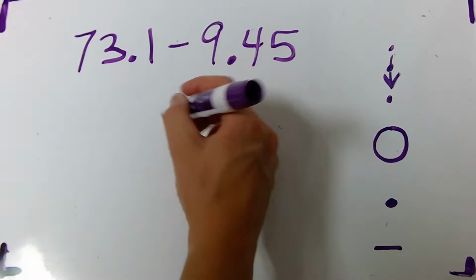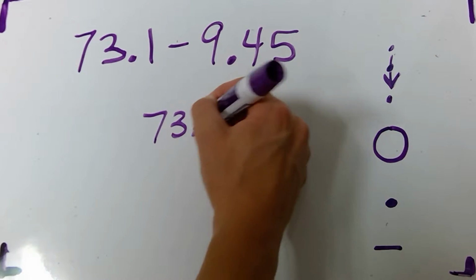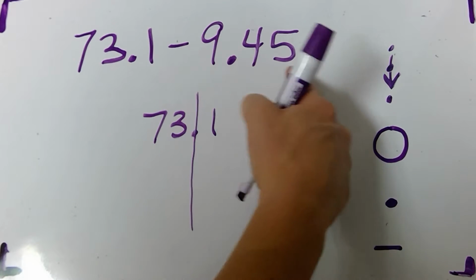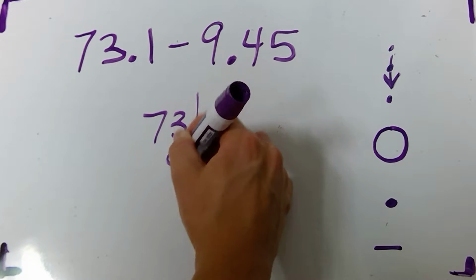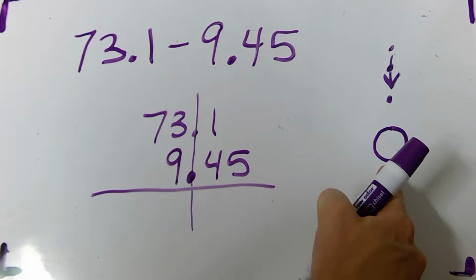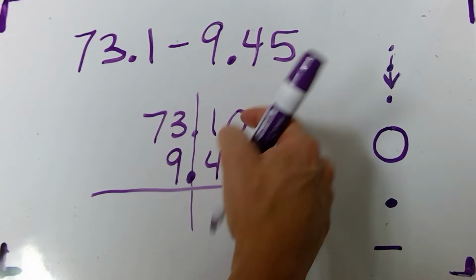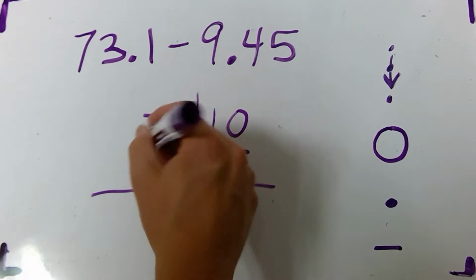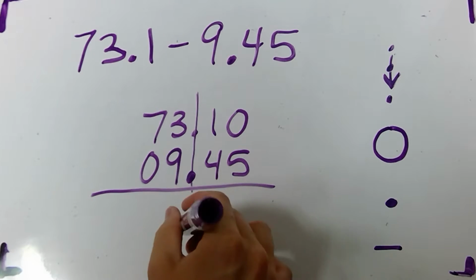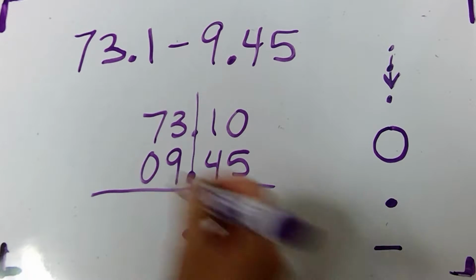All right, follow the same rules. Write the first number, line it up by the decimal. So 9 and 45 hundredths. Fill in any gaps with zeros. Here's a gap in the tenths place, fill it in. Here's a gap in the tens place, fill it in. Bring the decimal down into the answer and subtract.